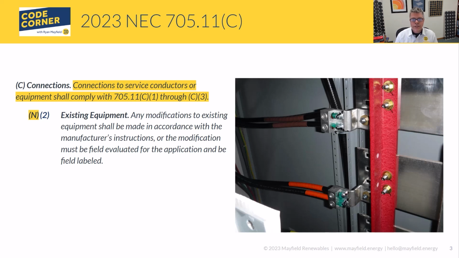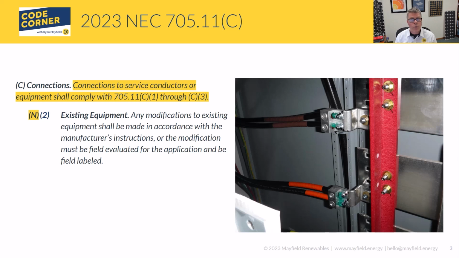So this is an example where if you're coming into a piece of gear, and we're showing a picture here where we're inside some gear, and we're on the supply side. If you are going to be adding those lugs, and so the picture that we have there is those lugs were added, those conductors were added for a supply side connection, that is a modification of that equipment. So it has to be done in accordance with the manufacturer's instructions or be field labeled.